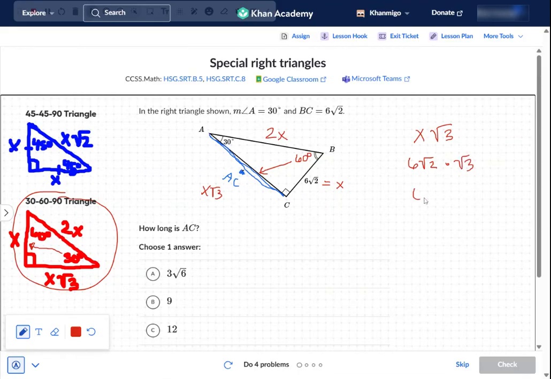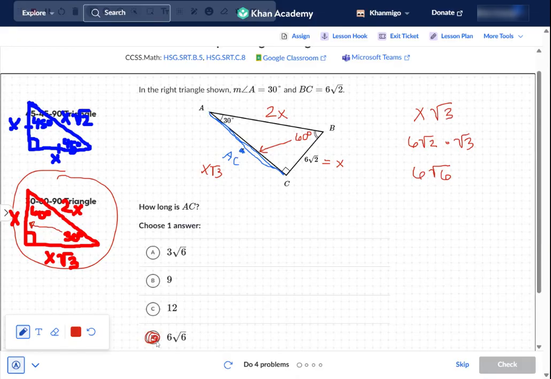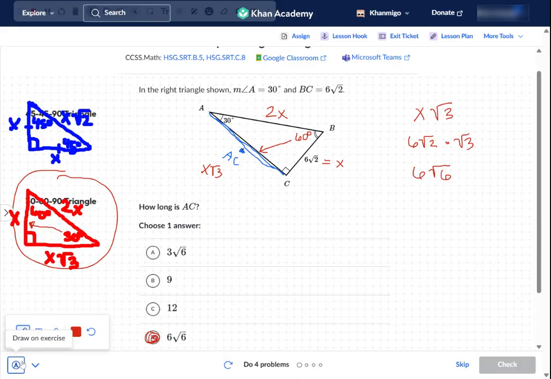So let's see, that's going to be 6 square root 3 times 2 is 6. We can't simplify, and we're checking, and we see, oh, that actually is an answer choice. We'll bubble that in, and let's check.